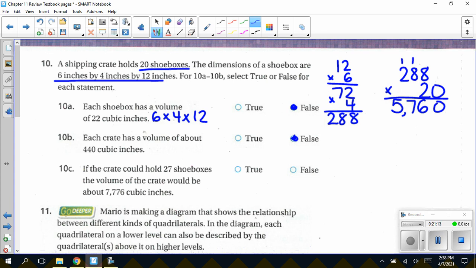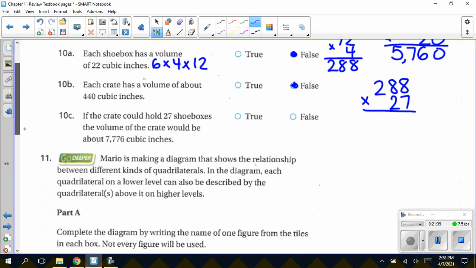Finally, for C, if the crate could hold 27 shoeboxes, the volume of the crate would be about 7,776 cubic inches. Well, we're going to take the volume of the one shoebox, which was 288, and we're going to multiply that by the 27 shoeboxes this time that they said that we would be using. So, move my screen a little bit.